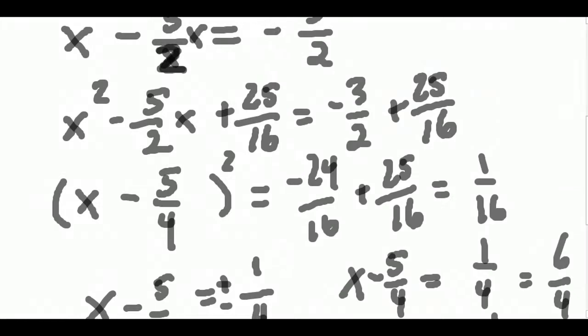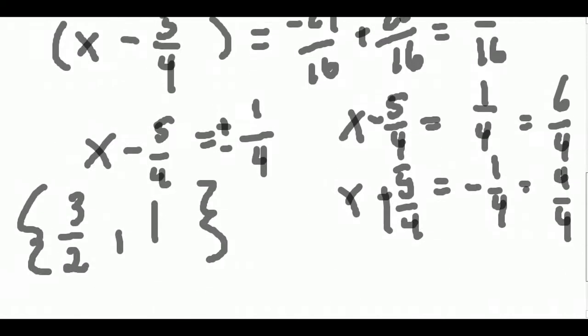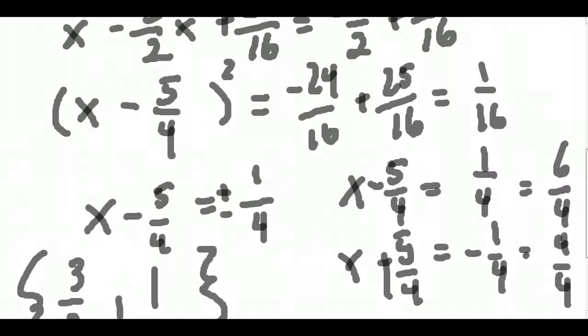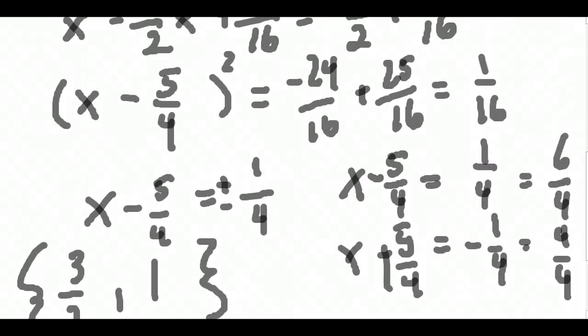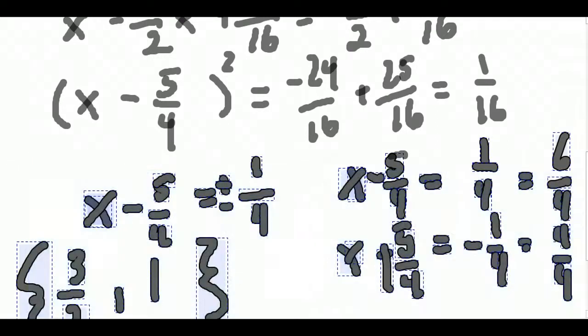Do you have to divide that side by 2? Wait, let's finish this one first before we move on to another problem. We have x minus 5/4 squared equals 1/16. Then we take the square root of each side.